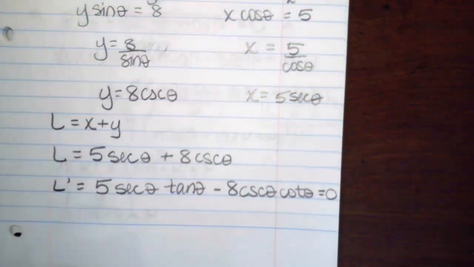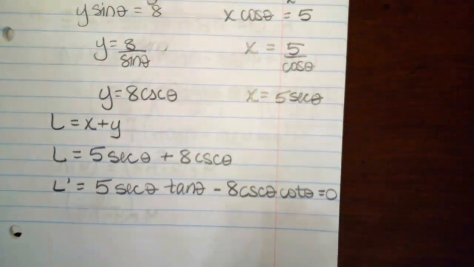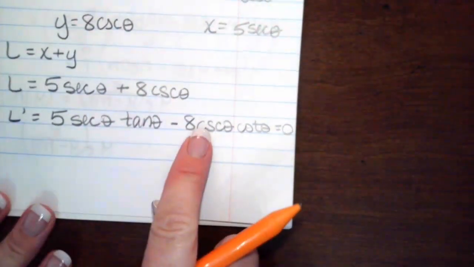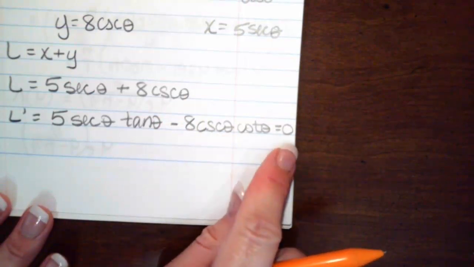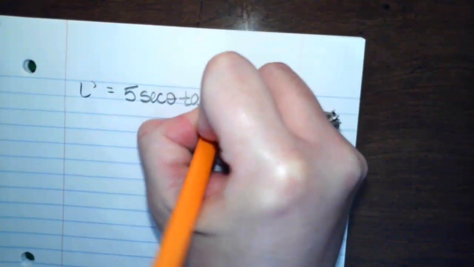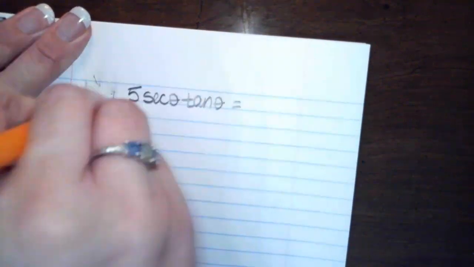And remember, we want to set that equal to 0. I'm running out of room, so I'm going to consolidate a step. I'm going to add 8 cosecant cotangent theta to the other side. And that's going to give me L prime equals 5 secant tangent equals 0, and I don't want to have a whole bunch of equal signs floating all over the place.